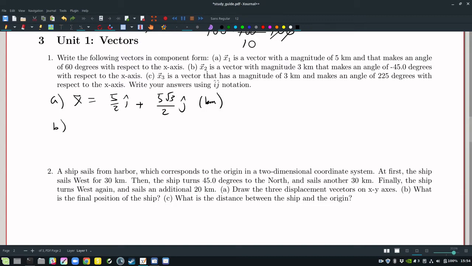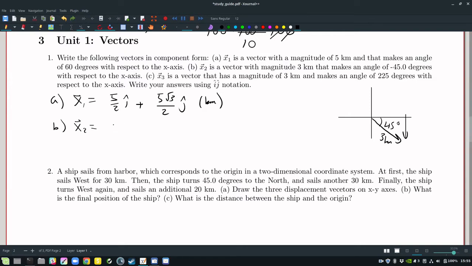B, so x2 is a vector with magnitude of 3 kilometers that makes an angle of negative 45 degrees with respect to the x-axis. Draw it so it points like this. This is here 3 kilometers here. Here's 45 degrees, so the y component will be negative. So that was x1. This is x2.